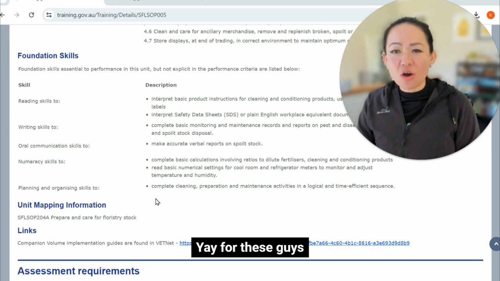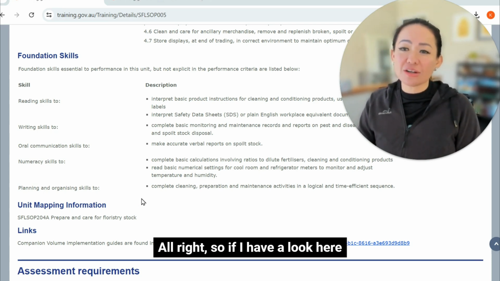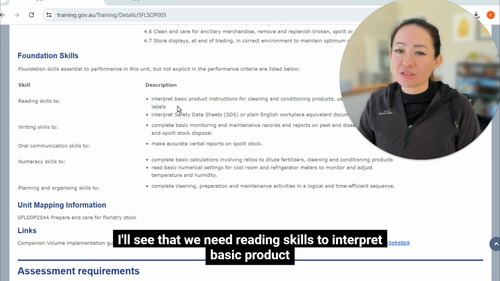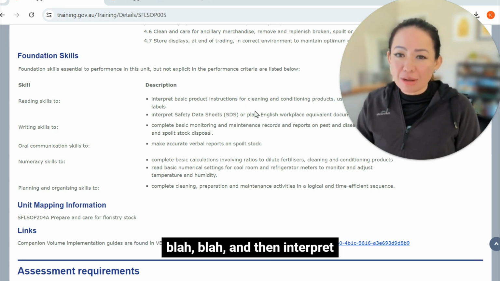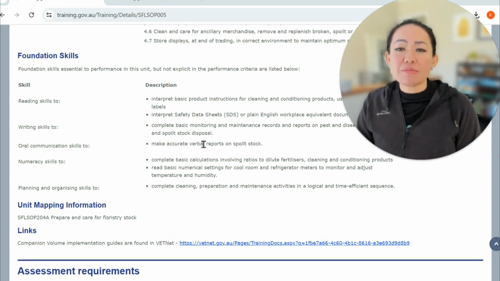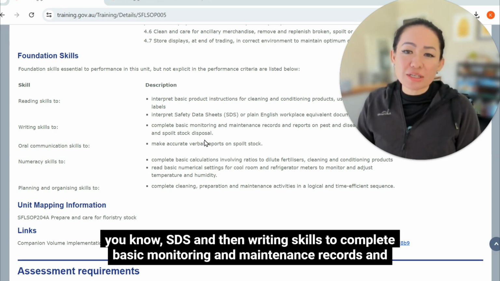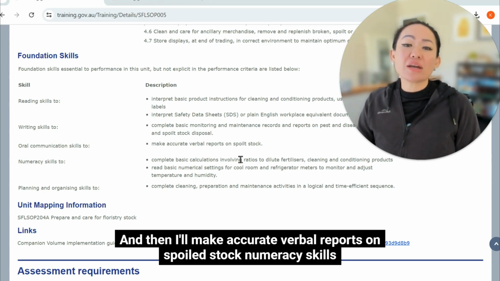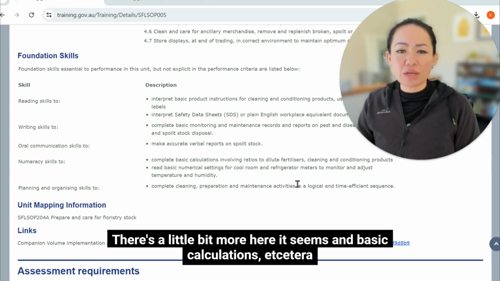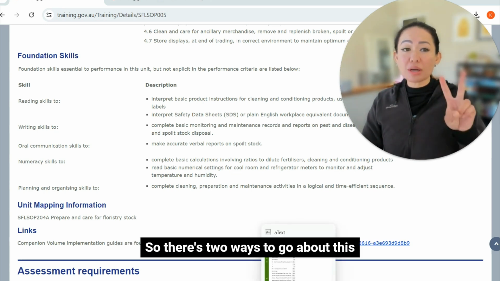Yay for these guys. All right, so if I have a look here, I'll see that we need reading skills to interpret basic product instructions for cleaning and conditioning products, and then interpret SDS, and then writing skills to complete basic monitoring and maintenance records and reports on pest and disease, et cetera, and then oral, make accurate verbal reports on spoiled stock. Numeracy skills, there's a little bit more here it seems, and basic calculations, et cetera. So there are two ways to go about this.